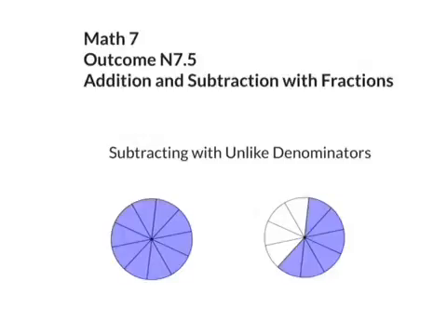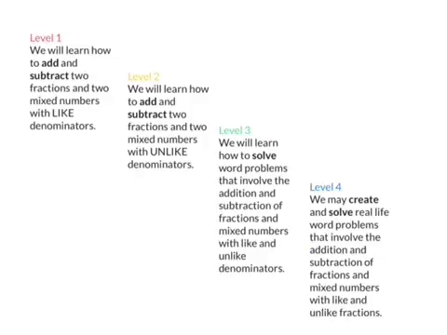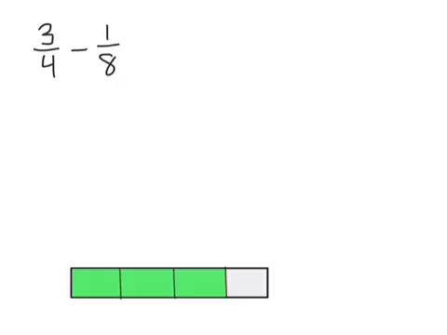Subtracting with unlike denominators. This lesson focuses on level 2, subtracting with two unlike denominators. Here I've got an example.